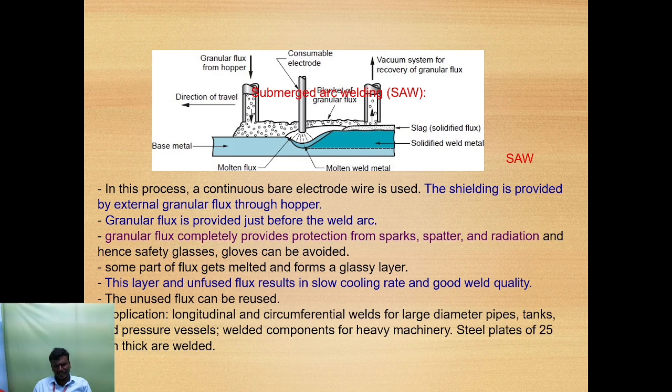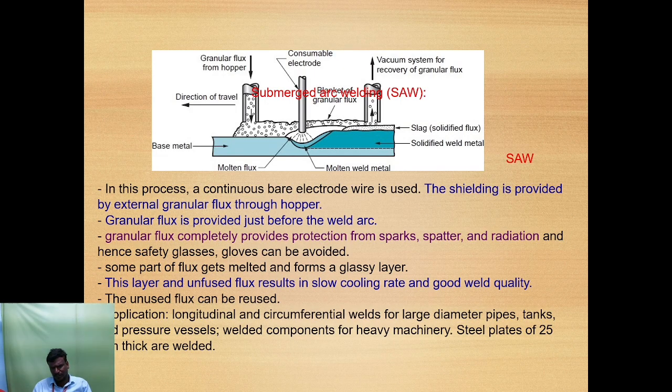In submerged arc welding, safety glasses and gloves can be avoided. Some part of the flux gets melted and forms a glassy layer. This layer and the unused flux result in a slow cooling rate and good weld quality. In submerged arc welding, the unused flux can be reused.